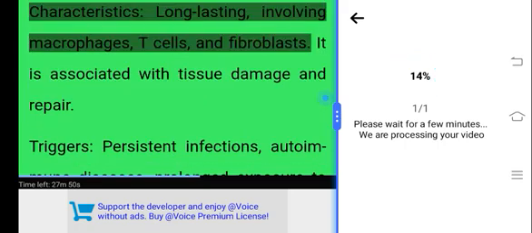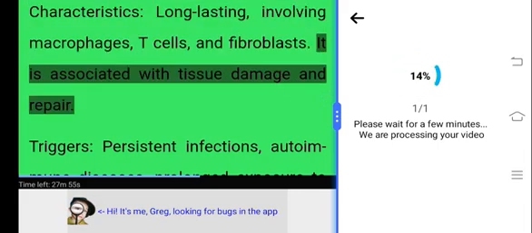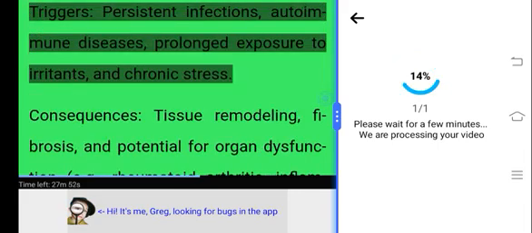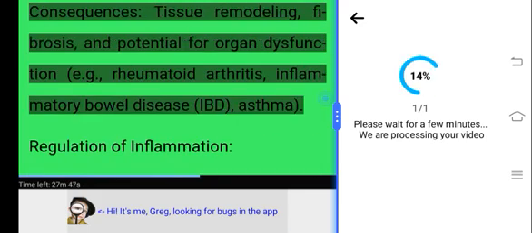Chronic inflammation. Characteristics: long-lasting, involving macrophages, T cells, and fibroblasts. It is associated with tissue damage and repair. Triggers: persistent infections, autoimmune diseases, prolonged exposure to irritants, and chronic stress. Consequences: tissue remodeling, fibrosis, and potential for organ dysfunction, e.g., rheumatoid arthritis, inflammatory bowel disease (IBD), asthma.